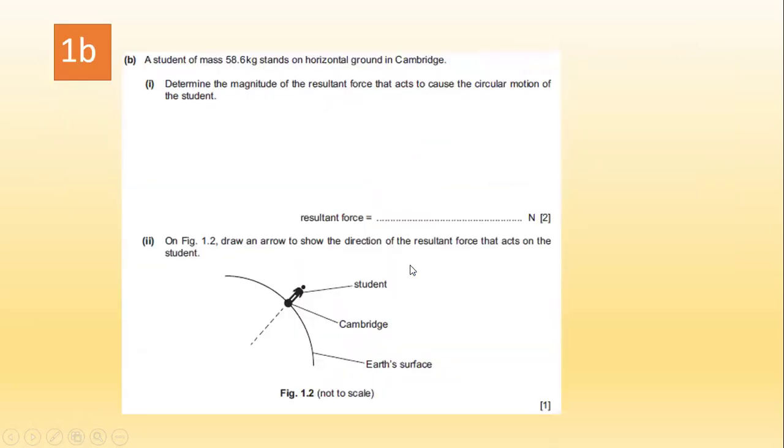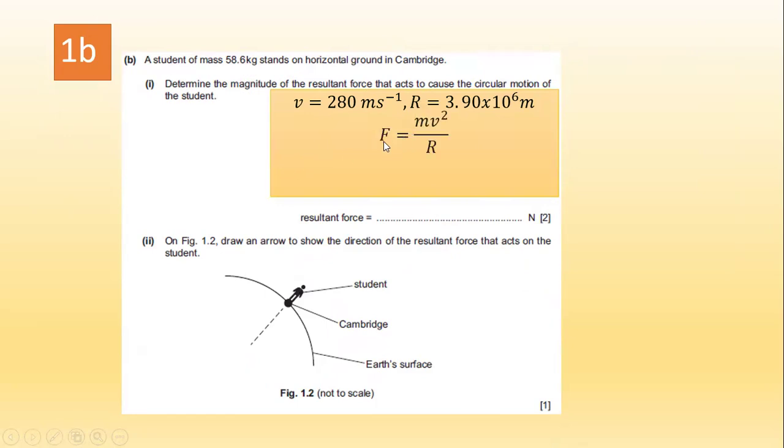A student of mass 58.96 kilograms stands on the horizontal ground in Cambridge. Determine the magnitude of the resultant force that acts to cause a horizontal motion of the student. Okay, that's the speed that we have calculated for Cambridge. That's the radius at Cambridge. Okay, calculate the centripetal force or resultant force. Put in the value, calculate out.